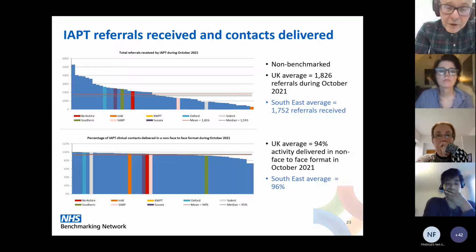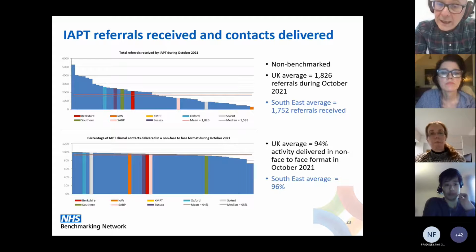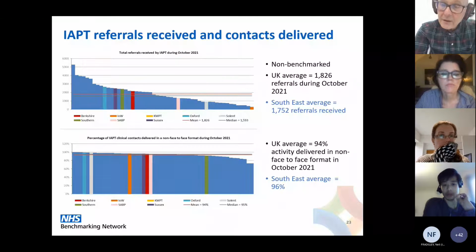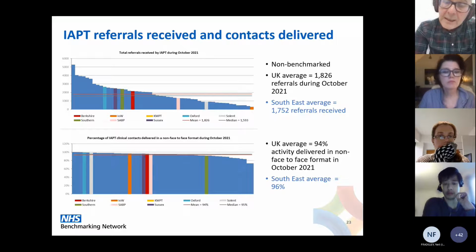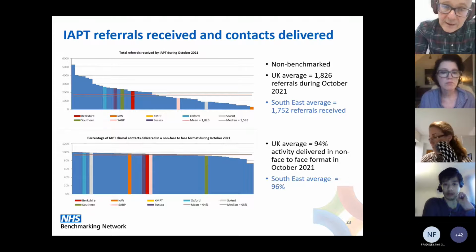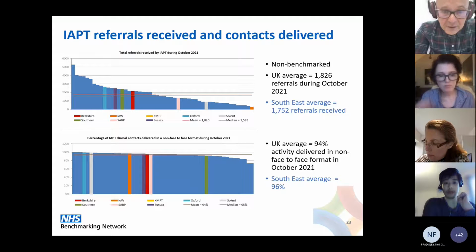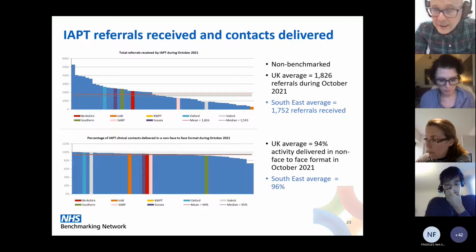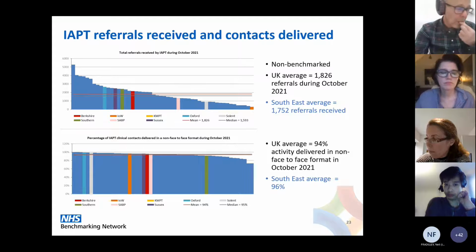When we show non-face-to-face care, this has been a game changer. Even now, 19 months in, we're seeing nearly all care in IAPT being delivered non-face-to-face. So only 6% of contacts nationally are delivered face-to-face in IAPT, so it's pretty much a virtual service. In the South East, it's only 4% of contacts being delivered face-to-face. And the only provider of note, really, that has a face-to-face offer at the moment seems to be Southern, where I think we're talking about 10% of contacts, but pretty much everyone else has a completely virtual model.